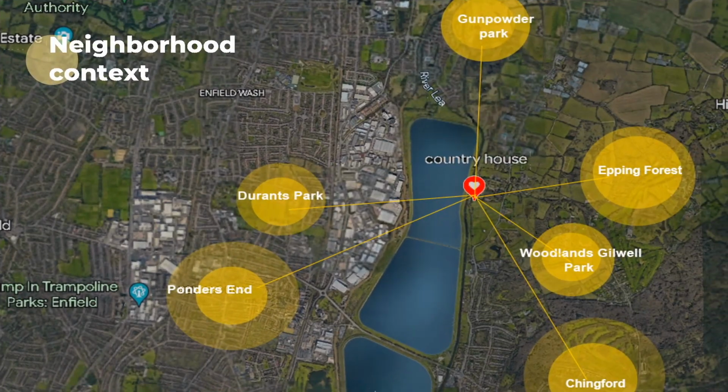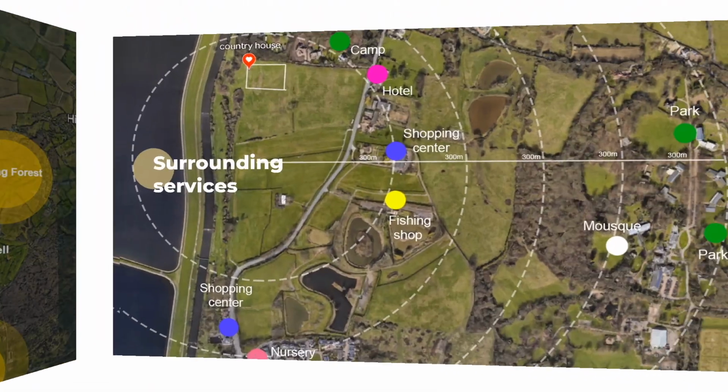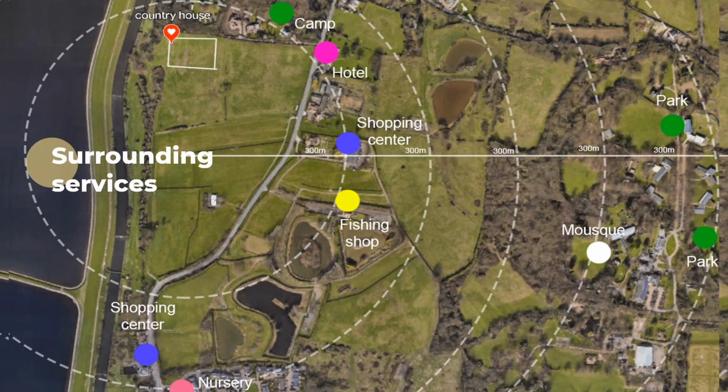The figure showcases significant geographic landmarks and features surrounding the site. Gunpowder Park is to the north and Epping Forest to the east, 3.5 kilometers away from the site. Also, the Woodland Gilwell Park is 900 meters from the site. The Durrant Park and Bounder's End are notable public features in the area. These attractions enhance the desirability of our site as an ideal location for a country house, offering an enjoyable countryside experience alongside a wealth of neighboring attractions.